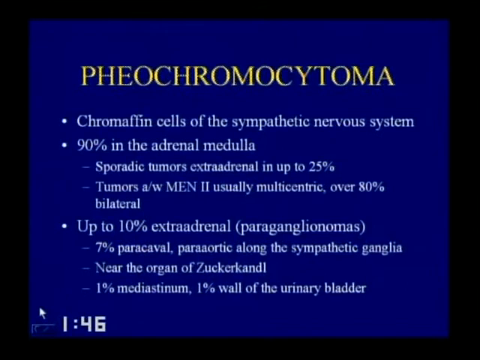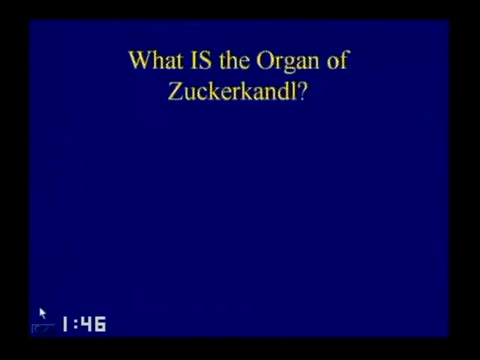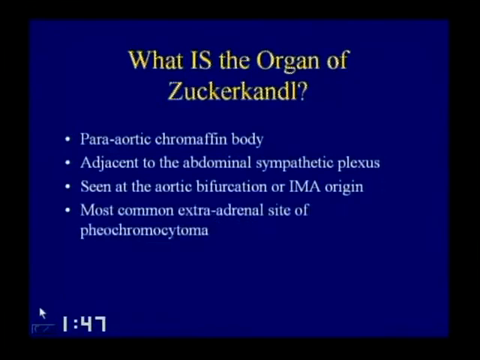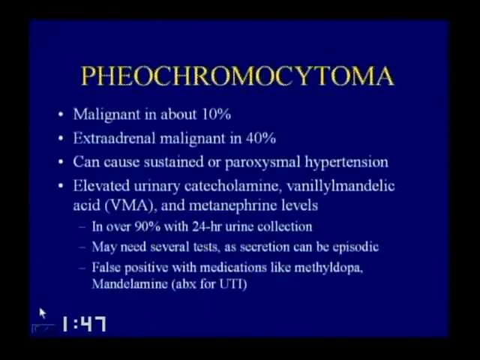And at this point, I want to ask, what is the organ of Zuckerkandl? I never knew what it was as a resident, so I figured it was good to throw it in. It's a para-aortic chromaffin body that is adjacent to the abdominal sympathetic plexus, seen at the bifurcation of the aorta or at the IMA origin, and it is the most common extraadrenal site of pheochromocytoma. So let's get back to the adrenal glands.